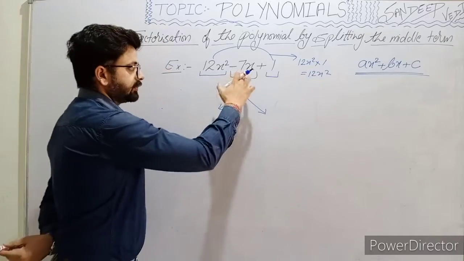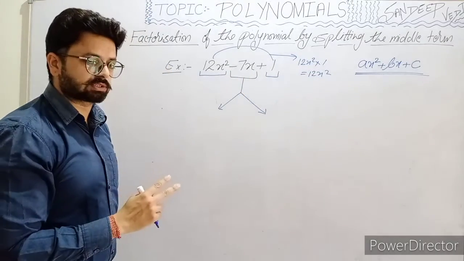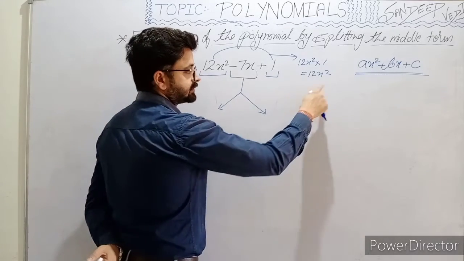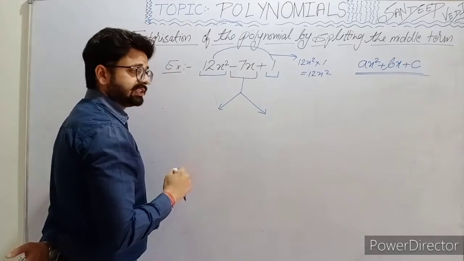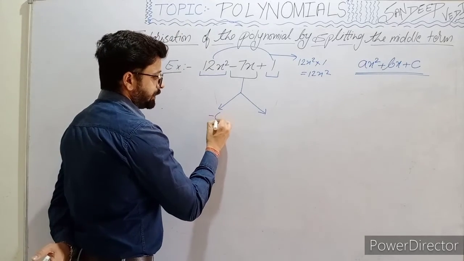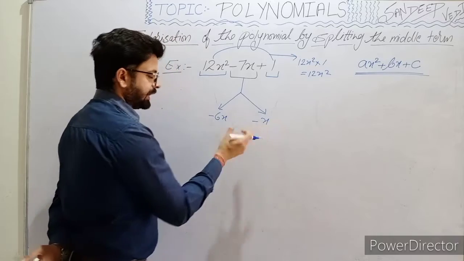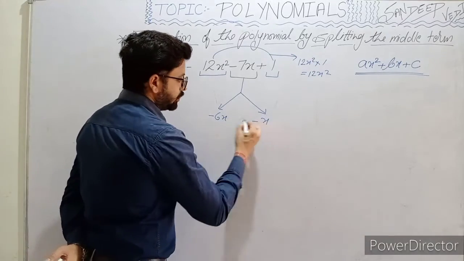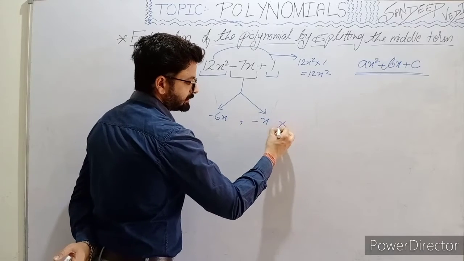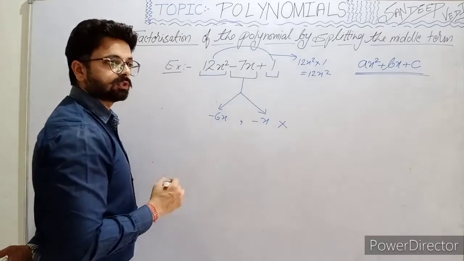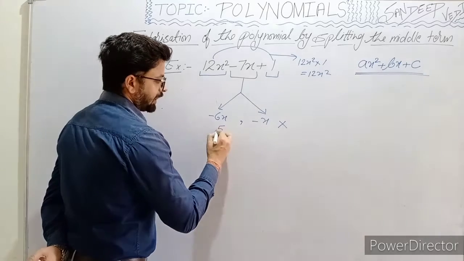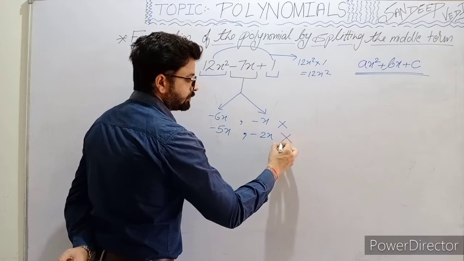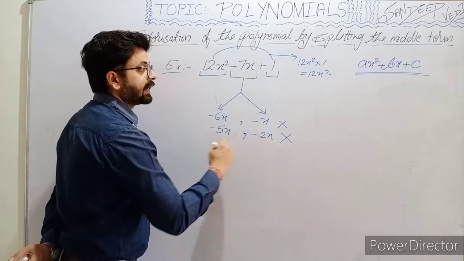Now this minus 7x we have to divide in two parts, whose multiplication of those two parts is coming 12x square. Now for minus 7x we have the choice minus 6x and minus x. We add, then minus 7x will come, but the multiplication will come 6x square. So this pair we will not select. We can also select 5 and 2, minus 5x and minus 2x. This pair also we will not select because the multiplication is coming 10x square.